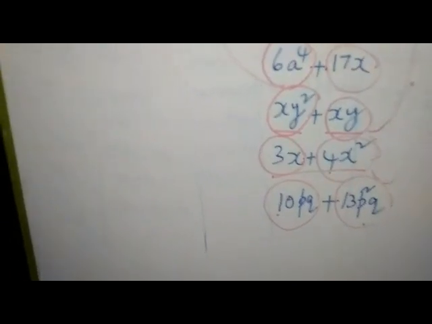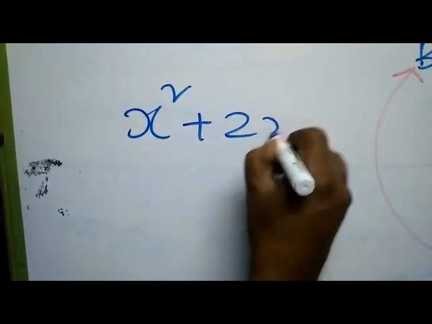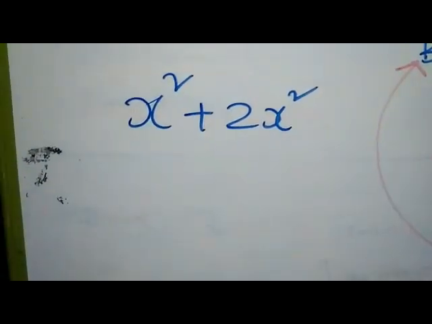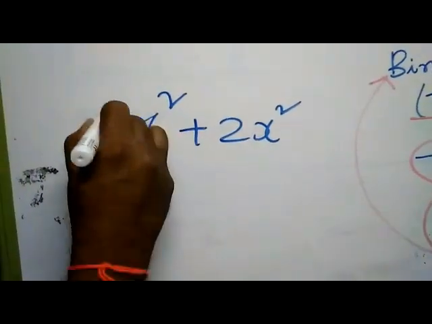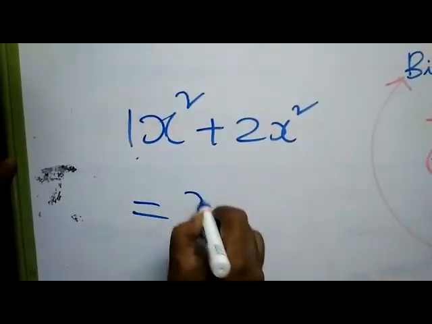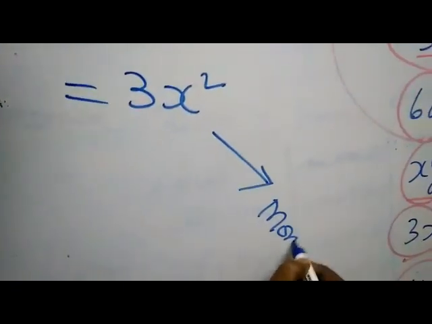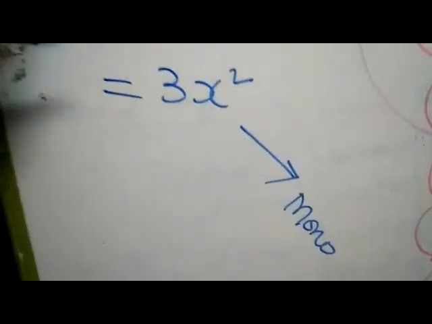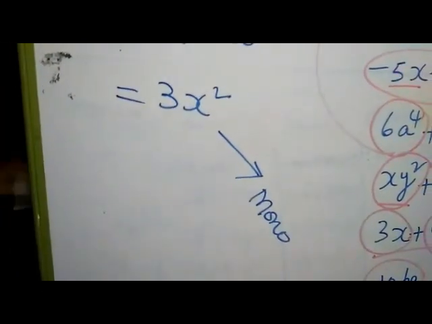Now listen. Suppose here x square plus 2x square. This is not a binomial. If you simplify, the coefficient of x square is 1. 1x square plus 2x square is equal to 3x square. Again it is a monomial. It is not an example for binomial. Carefully listen.